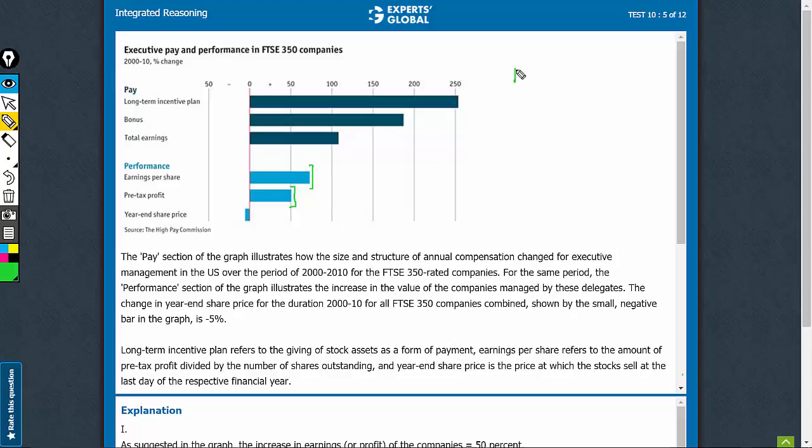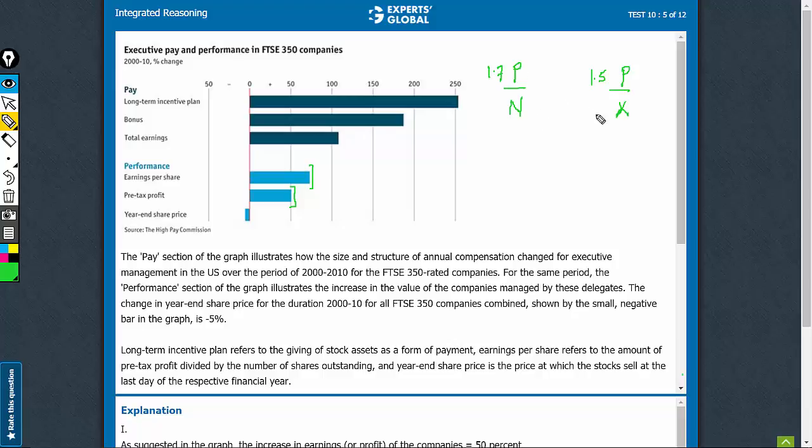So P by N is the ratio earlier. Now the number of shares, let's call it X. This is the new number of shares. The new profit is 1.5p. That's the new profit. The new number of shares outstanding X, this value is 70% more than the older value, 1.7 times this value.